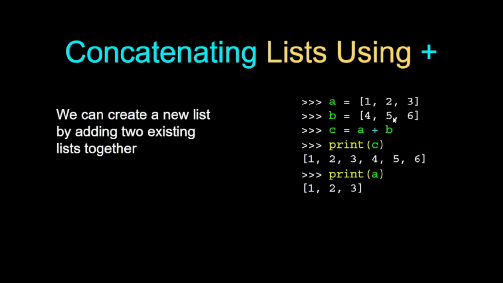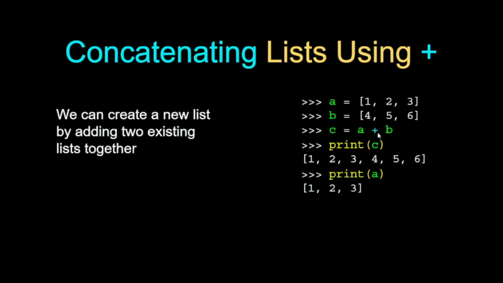Now how can I do that? We can simply use the plus operator. We can use C equals A plus B, and we can print C, and there we can see the output as 1, 2, 3, 4, 5, 6. Now if we print A, the output will be only 1, 2, 3. That means we can make a new list by adding the two lists with the help of the plus operator, and then we get the concatenated list.